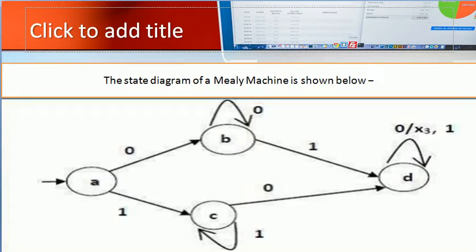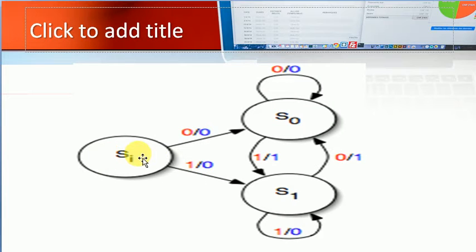Now we will see another example of the Mealy machine, which will give us a better understanding. So here we can say at the state S1, when we give the input 0, we get the output 0 and we move from the S1 state to the S0 state. And similarly, when we are at the S1 state and give the input 1, we move to S1 and give the output 0.